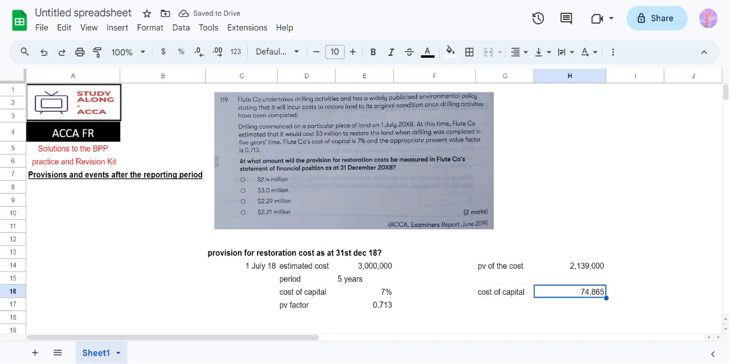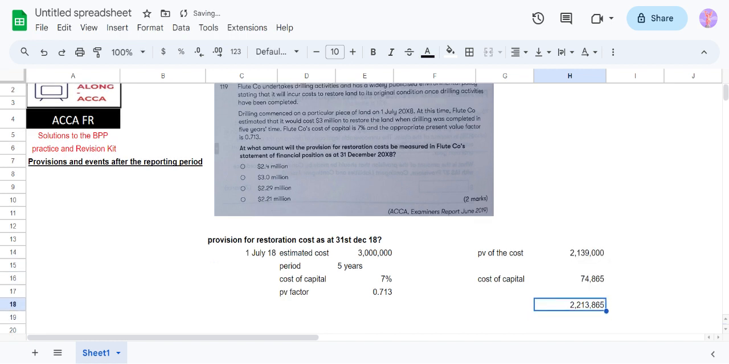I mean, half year cost of capital, and present value we are keeping aside for the full. So then this present value plus this cost of capital is 2,213,865. So I think the fourth will be the answer, 2.21 million. Okay.